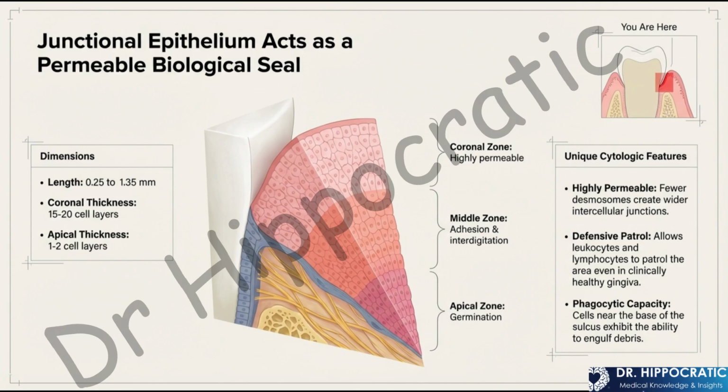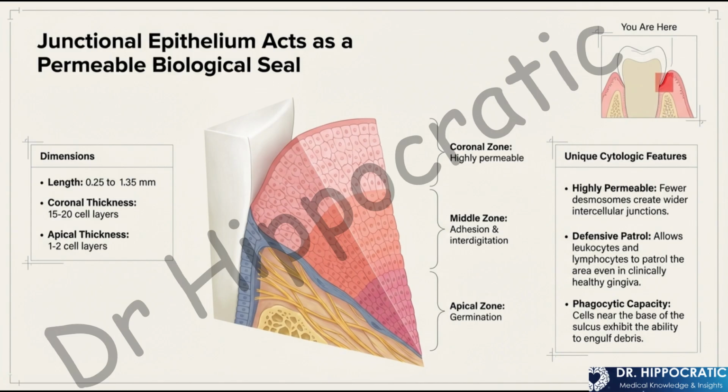And wait, looking at the notes here, this is supposed to be the main defensive drawbridge locking against the tooth, right? Yes, that is its primary role, to seal it off. Then why does the slide say it is highly permeable? It has fewer desmosome spot welds and really wide intercellular spaces. That sounds like a terrible leaky seal. Why would you want your main defensive checkpoint to be leaky?